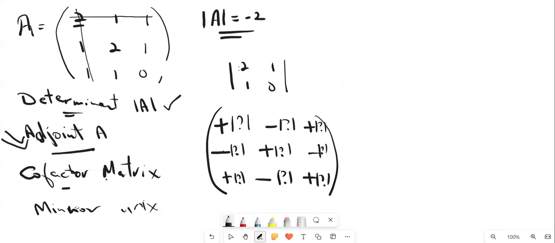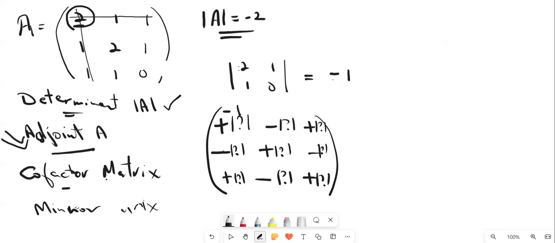So first, element here, 2, the minor matrix is this. And the minor of itself, which is a single number, is equal to 2 by naught is 0 minus 1 by 1 is -1. So you get -1. So down here, this minus 1, remember there's a plus here. So it all becomes minus 1.